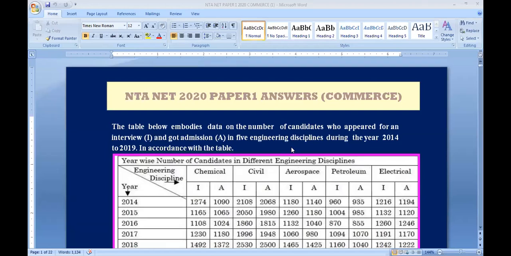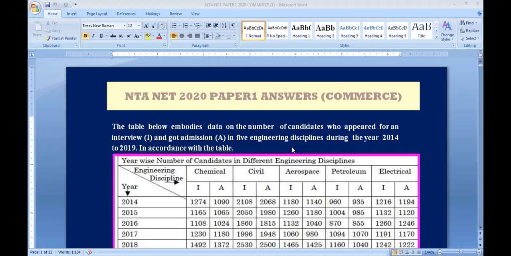Type of questions which you can encounter in data interpretation. You can note it down: percentage, average, percentage increase, percentage decrease, amount increase, amount decrease, ratio proportion, highest value and the lowest value. Only these are the things which they are asking frequently.